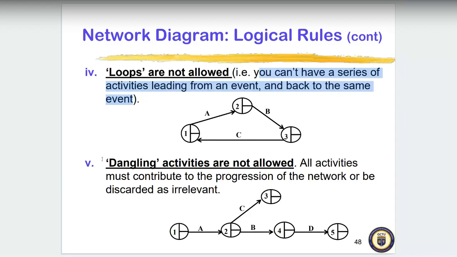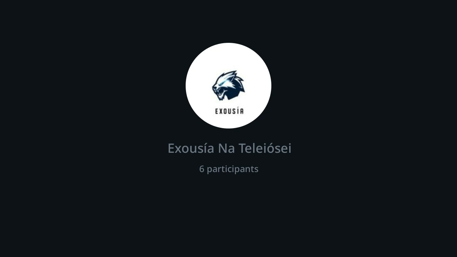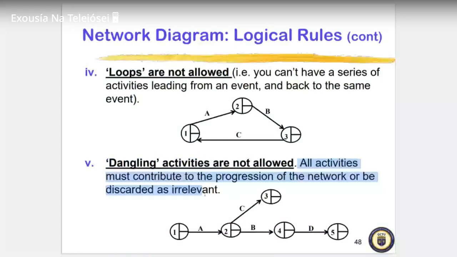And then 5 says dangling activities. Dangling activities are not allowed. All activities must contribute to the progression of the network, or be discarded as irrelevant. So dangling activities are this. They are irrelevant to the diagram. It doesn't do anything, it just ended right here. Meanwhile, the diagram is continuing. So dangling activities are also here. They are not allowed, but sometimes because you are illustrating or drawing, you put it in there, just like that. But it doesn't contribute to anything.